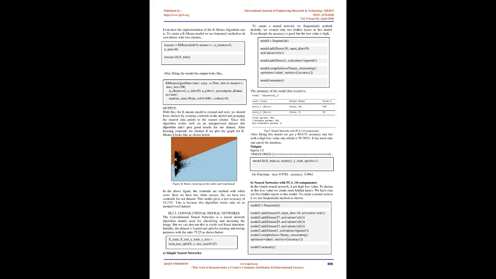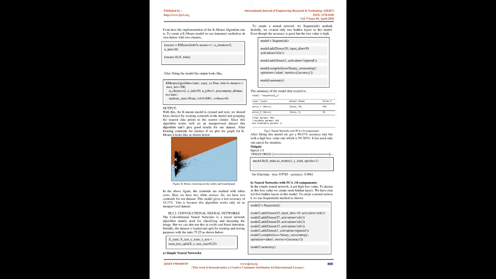From here the implementation of the K-means algorithm starts. To create a K-means model we use the KMeans method as shown below with 2 clusters. kmeans = KMeans(init='k-means++', n_clusters=2, n_init=10). kmeans.fit(X_train). After fitting the model, the output looks like this.